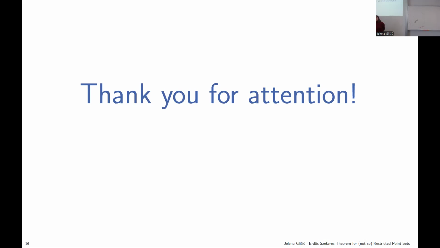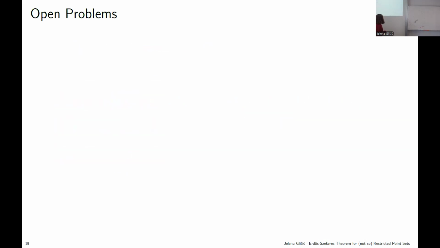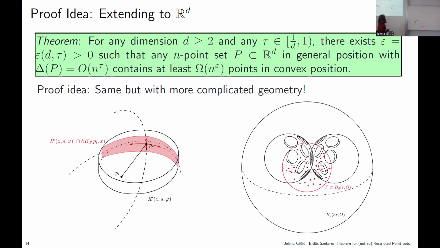Okay, so what is the dependence of epsilon on tau? In your theorem, how does epsilon depend on tau? Yes. I suppose it will be something very small.